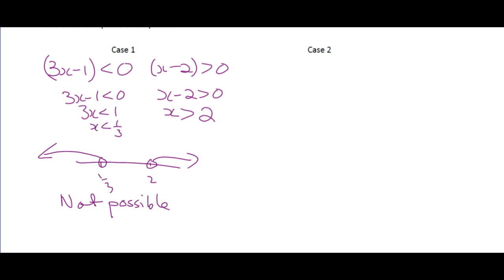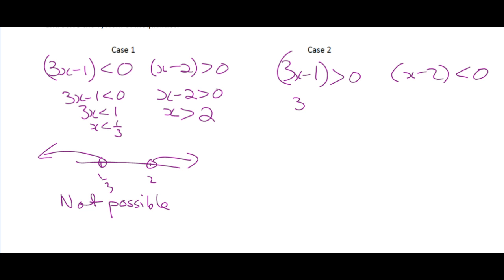Okay, case 2. So 3x minus 1 is greater than 0, and x minus 2 is less than 0. What if the inequality were greater than 0? Then they would both be negative or they'd both be positive. So your cases would be, they're both less than 0 or they're both greater than 0. Since it's less than 0, we have to have opposite signs: if one is negative, you've got to have a positive. If it's positive, they're both positive or both negative.